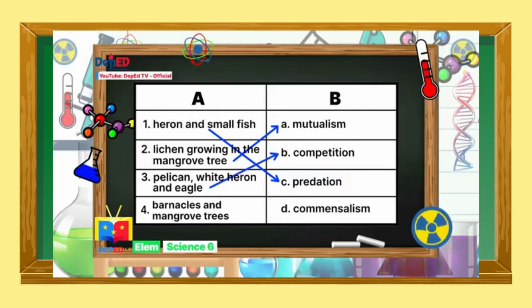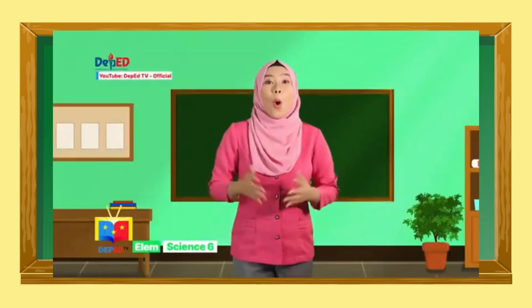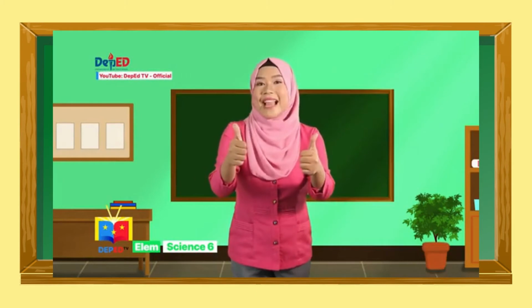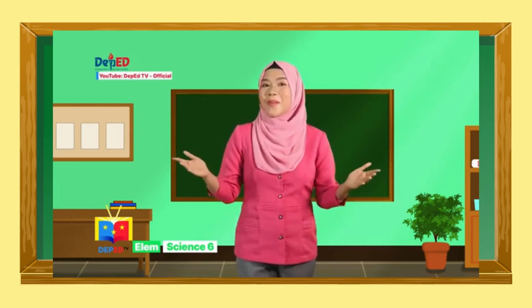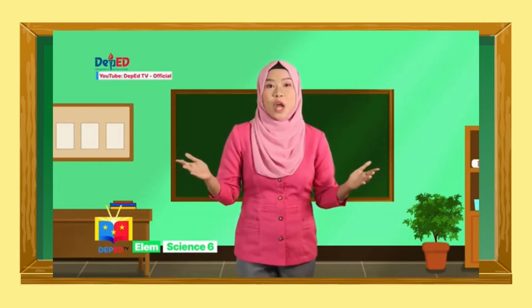And number 4, the relationship between barnacles in the mangrove trees. Very good. The answer is D, commensalism. Wow! Very good, science-minded learners! You really remember our lesson from the previous episode. Now, it's time to open your treasure box.